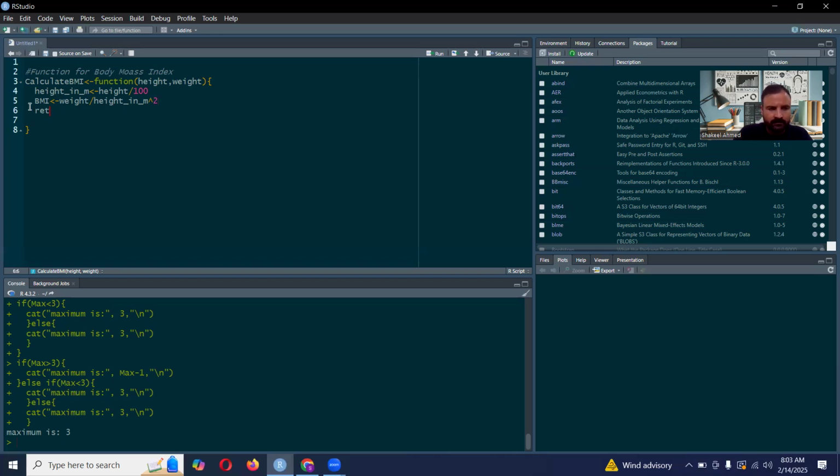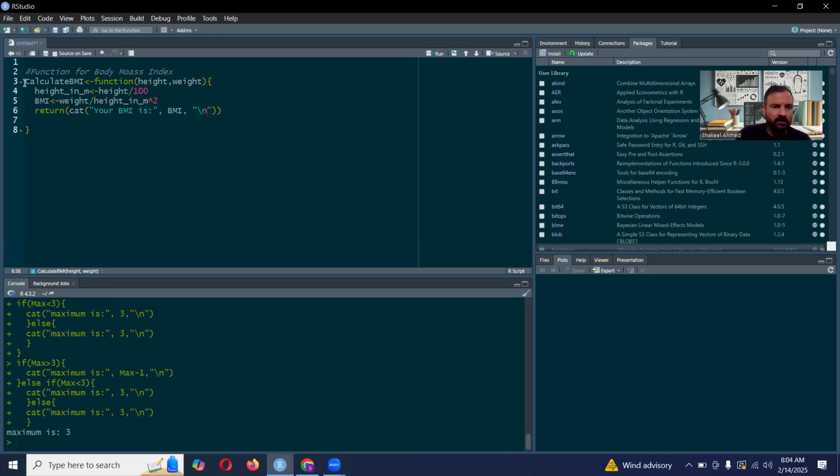Now return. What will it return? You can write it as cat. In this function you can write the statement as well as your result. For example, I'm writing your BMI is, and then the value of BMI, which will be the result, and then you need to close the function.